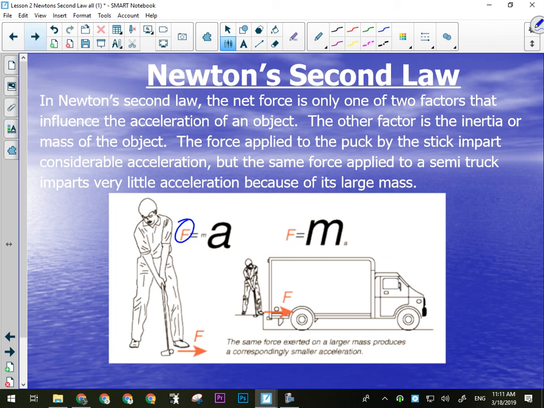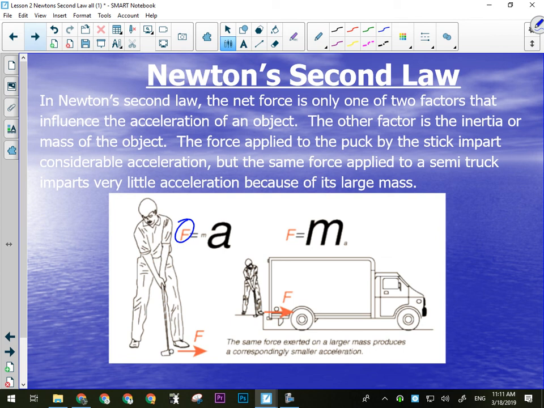In the first situation, he applies that force properly to a golf ball. The golf ball is an incredibly small mass. As a result, it will have an incredibly large acceleration. That's what we see here in the way they've diagrammed this. His force applied to a small mass results in a large acceleration.